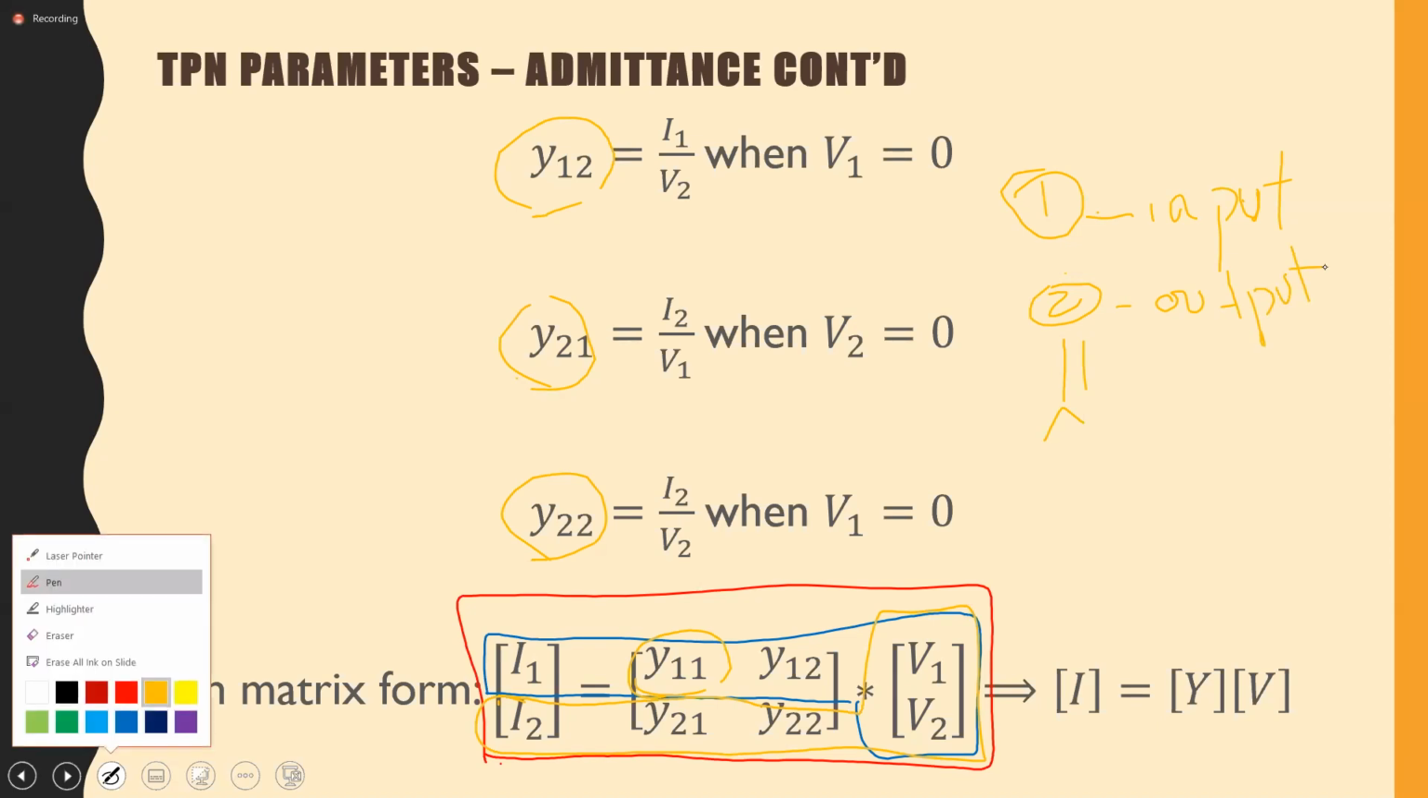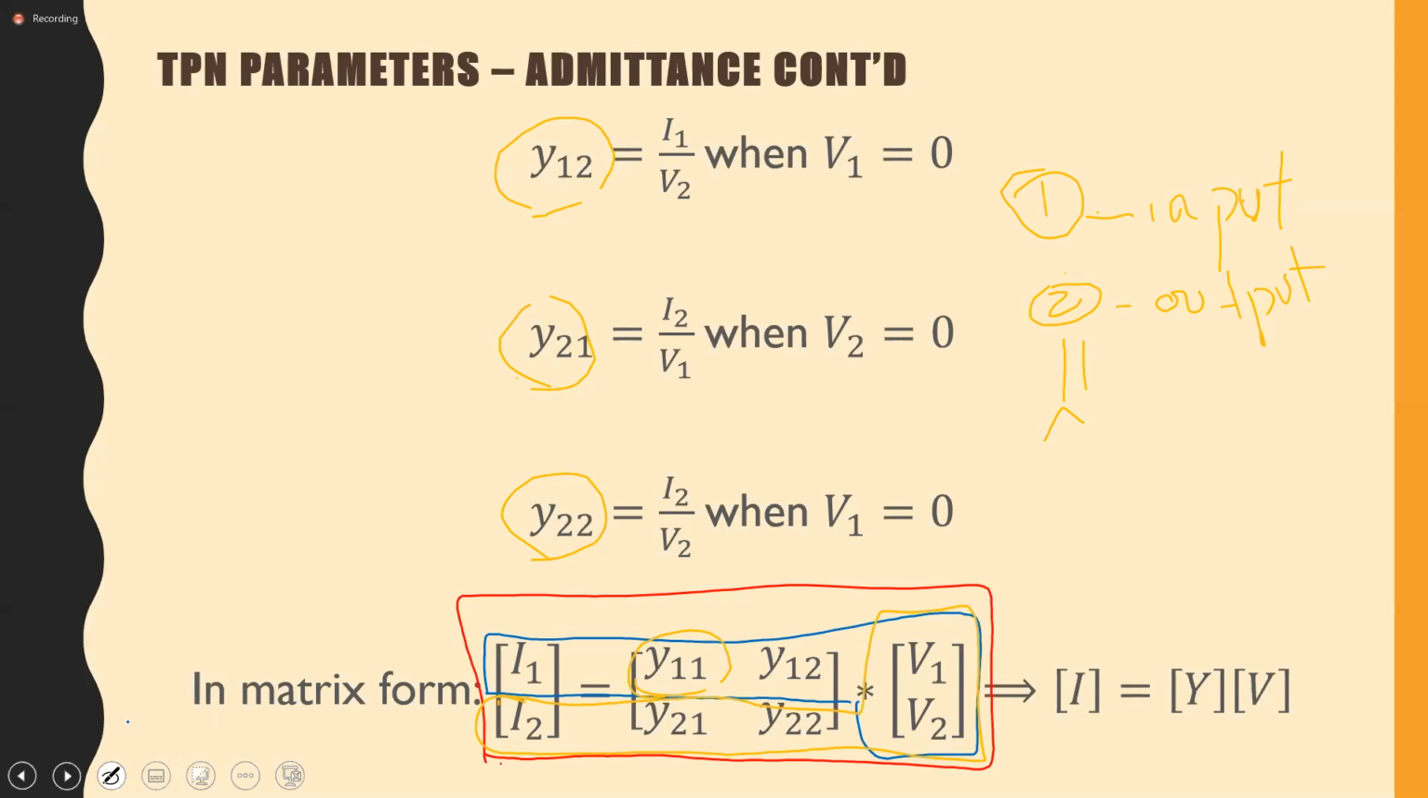All right? So the 1 is the input, 2 is the output. So where I have 1, 1, if we go back to what we said, y11 is equal to I1 over V1. So 1, 1 is telling us that we are comparing the current at the input and the voltage at the input.